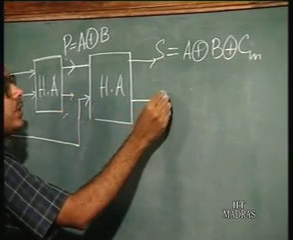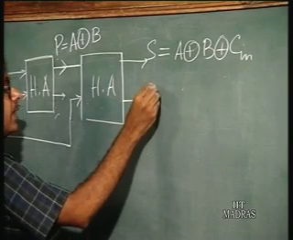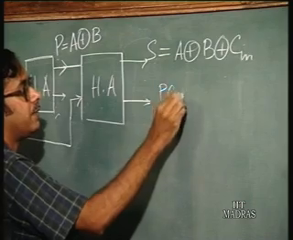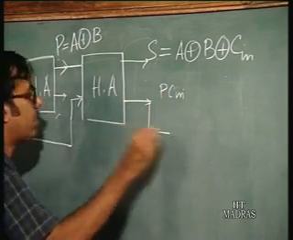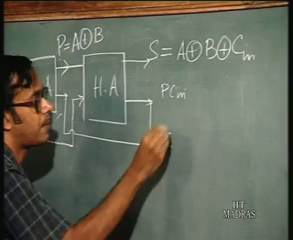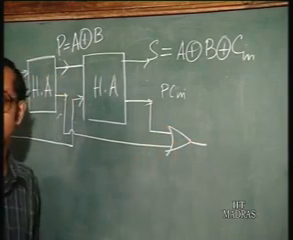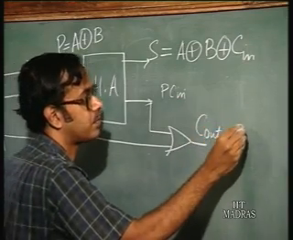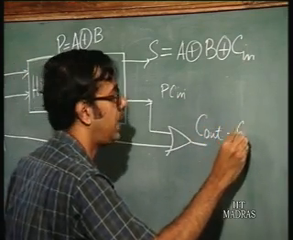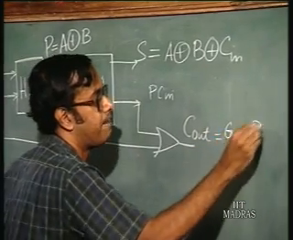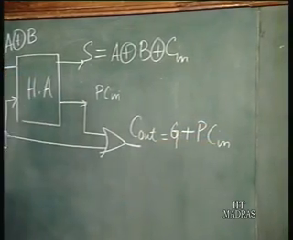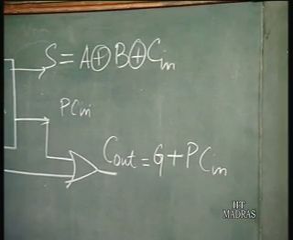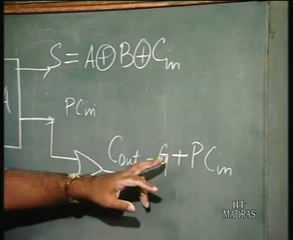So, here one of the inputs is P and the other input is C in, P C in, and you take an OR of these two carry outputs. So, the carry output is actually equal to G plus P into C in, where G is equal to AND of A and B, and P is equal to exclusive OR of A and B.